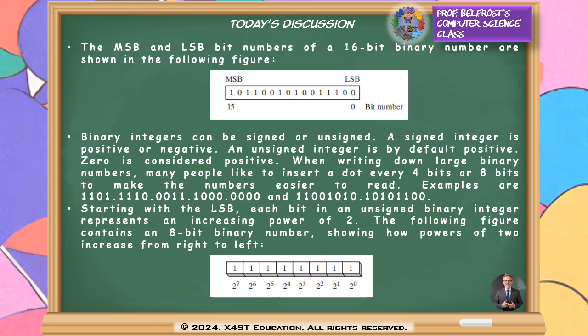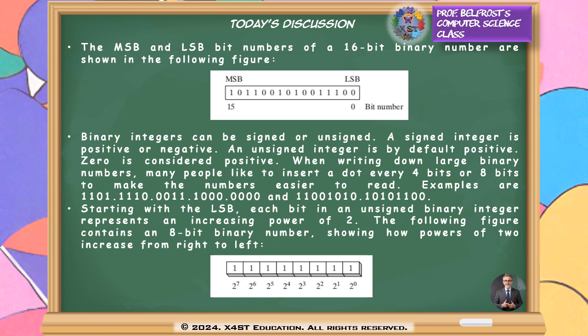Okay, so binary integers. We start from integers. Actually, for any number system, we can describe any integer, fraction, or integer and fraction together. But for today's discussion, we'll focus on integers. Binary integers can be signed or unsigned. A signed integer is positive or negative, and an unsigned integer can only be positive. Zero is considered positive in most computer calculation.